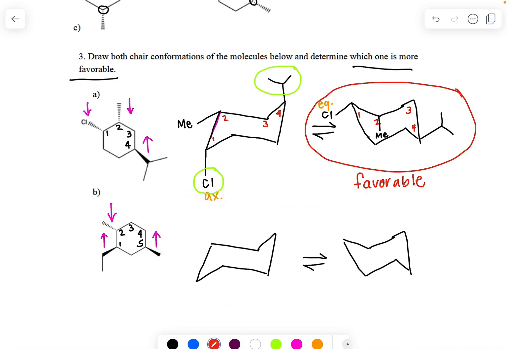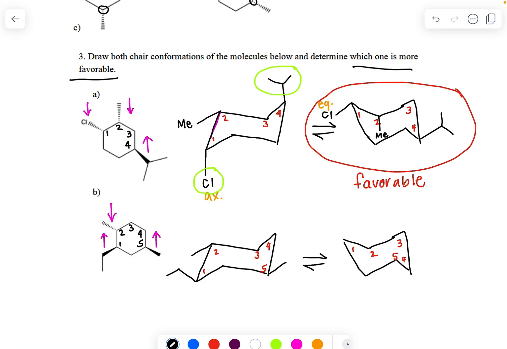Alrighty, let's draw in the substituents for B on the chair. Now I'm going to put my numbering in my chair, just like I did before. And I'm going to add my substituents. So at carbon number 1, I have an ethyl and it's facing direction up. That means it's going to be equatorial. At carbon number 2, I have a methyl that's facing down. That's going to make that equatorial. At carbon number 5, I need something to be facing up. It's my methyl facing direction up.